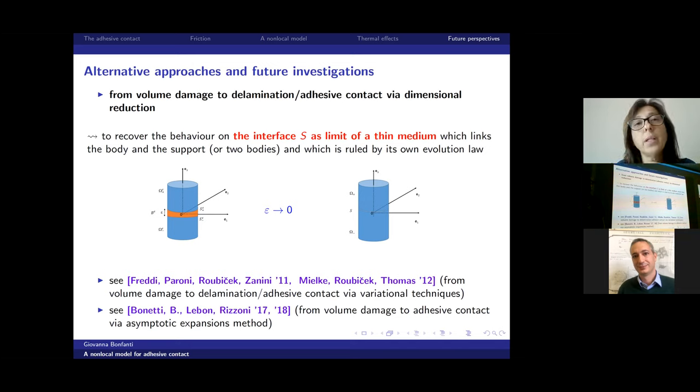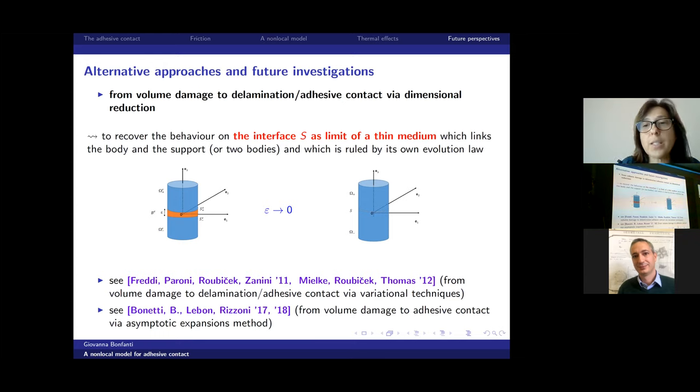I conclude hinting to an alternative approach in order to describe such kind of models or problems. The idea is to recover the behavior on the interface as a limit of the behavior of the thin medium which links the body and the support, or the two bodies. So the idea is to justify the surface damage model as a limit from volume damage models via dimensional reduction.